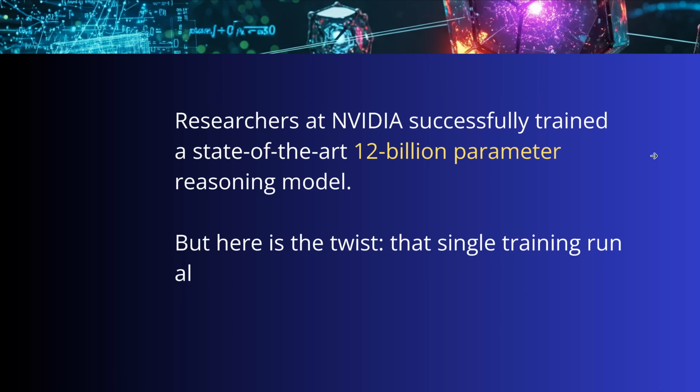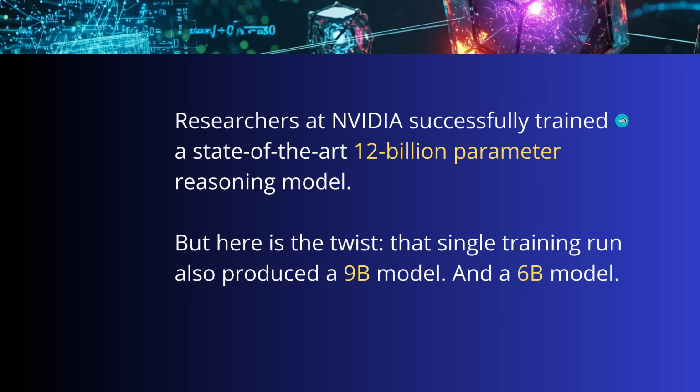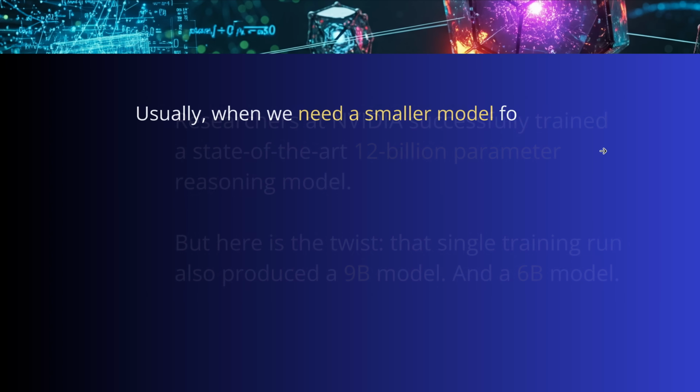Now, researchers at NVIDIA successfully trained a 12 billion parameter reasoning model. But there's a twist. That single training run also produced a 9 billion and a 6 billion reasoning model. You might say, hey, this is not possible, no? We trained those models separately on their own dataset. And now NVIDIA is trying to bring it all together into one.